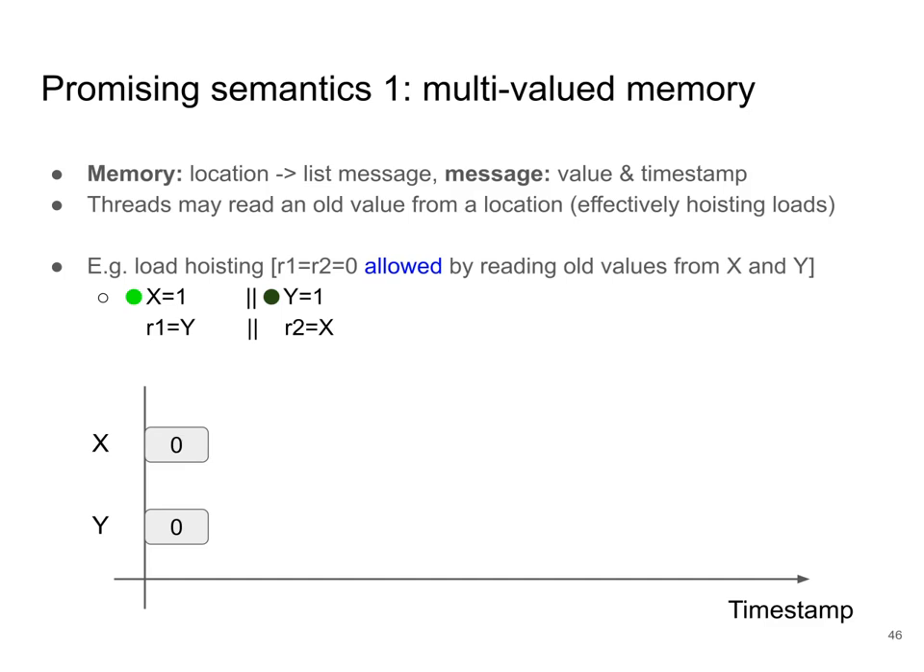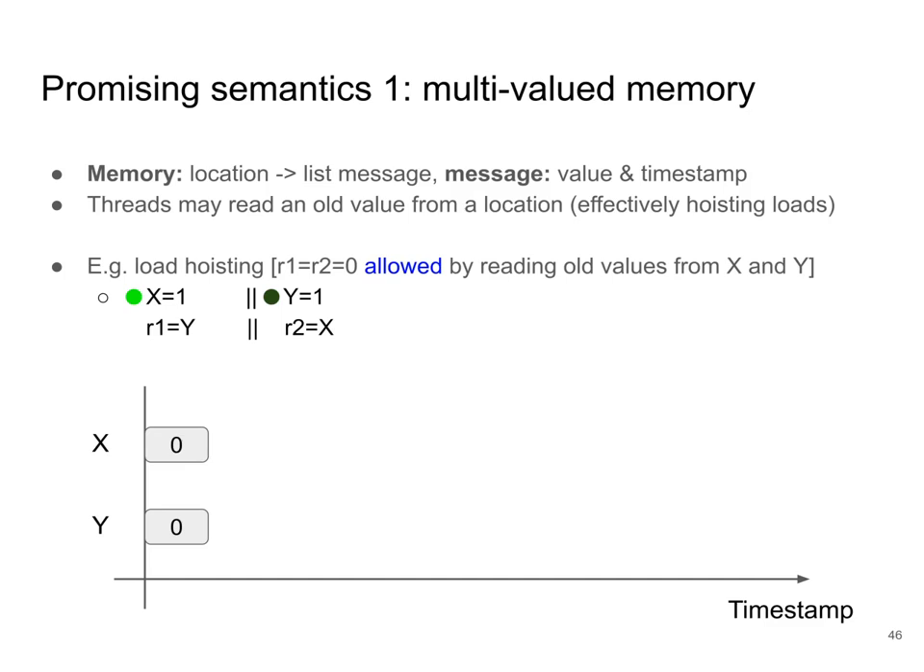In this semantics, memory is no longer just a simple mapping from location to value. It is a mapping from location to a list of what are called messages. A message consists of a value and a timestamp. Timestamp is basically a counter, a value that represents the time of the writing of this message.